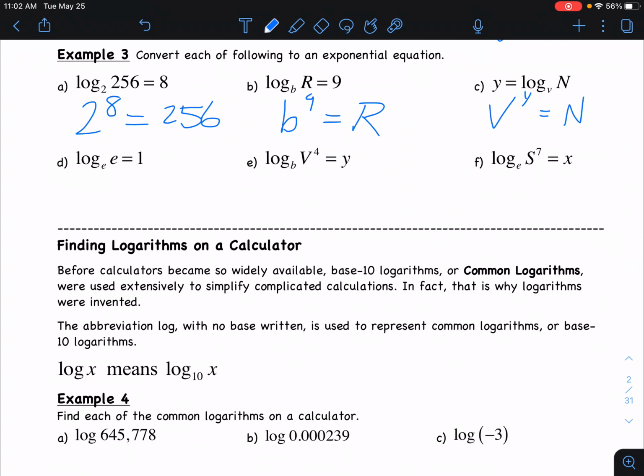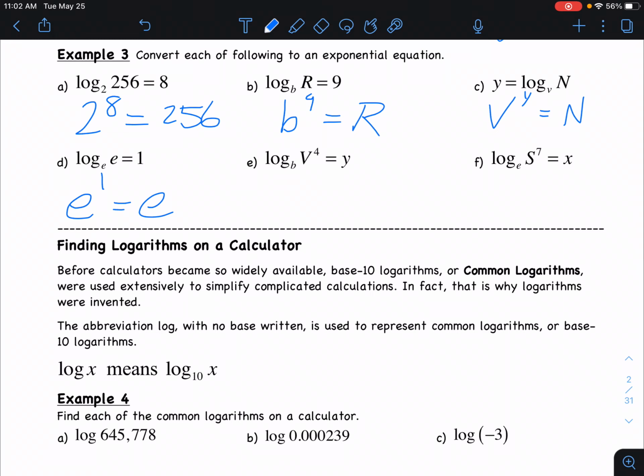Letter D, log base e of e equals 1. So that little e becomes my big base e for my power. My standalone 1 is my exponent, and then equals that bigger e. And that makes sense. e to the power of 1 is e. Anything to the power of 1 is itself.